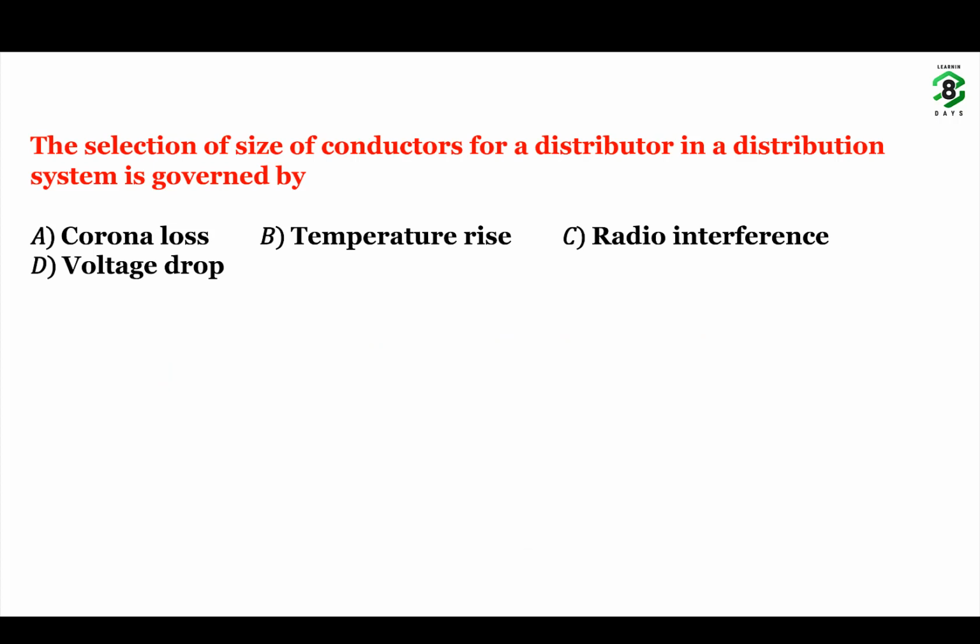Now let us come to the questions. The selection of size of conductors for a distributor in a distribution system is governed by what factor? It is mainly governed by voltage drop, because in a distributor we have to provide a proper voltage profile to the customer. So the size and the length of the distributor are mainly governed by the voltage drop criteria.